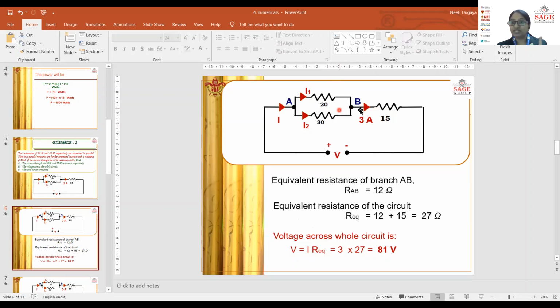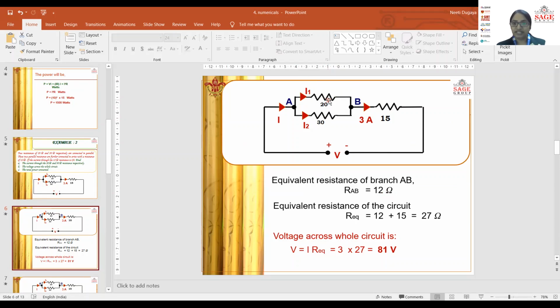We need to reduce these three circuits into one resistance, and that would be your R equivalent, right? As we know, what would be RAB? RAB would be the equivalent resistance of these two parallel circuits, right? So 20 and 30 would be in parallel, and when we solve this, we'll get a 12 ohm resistance.